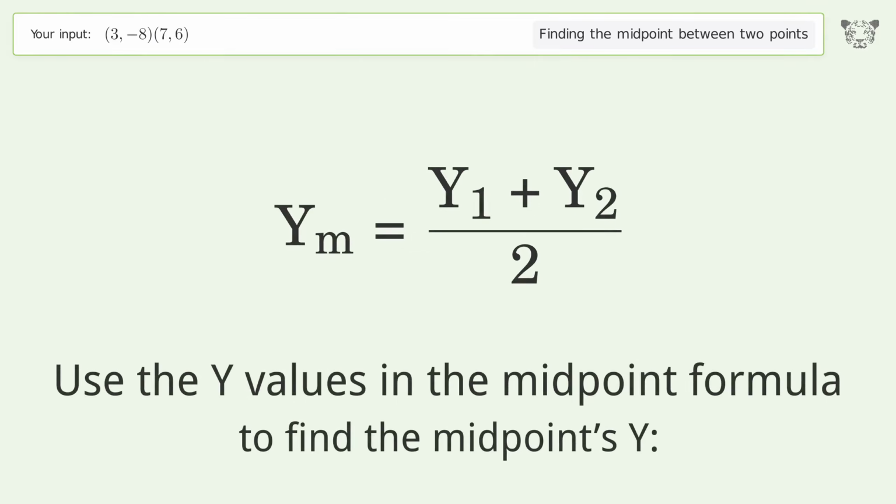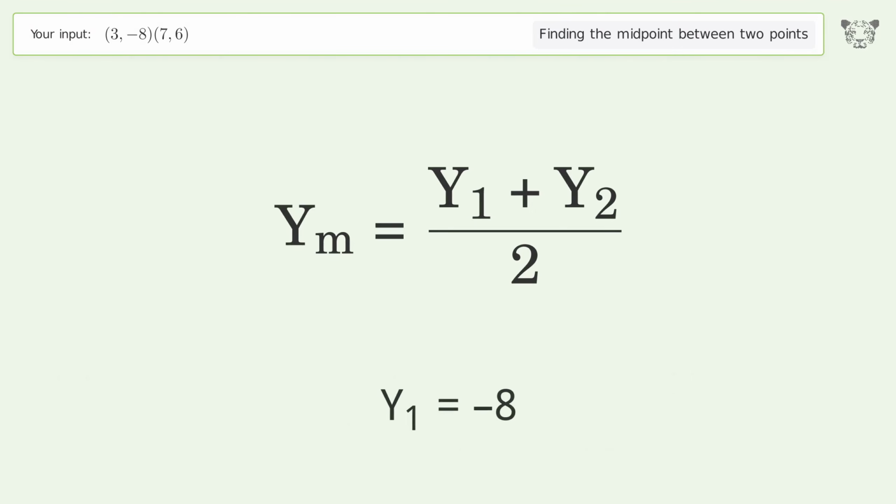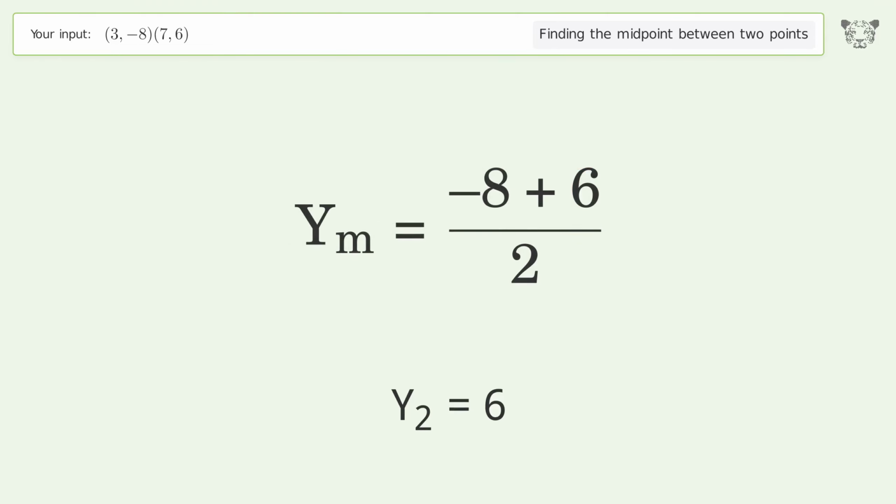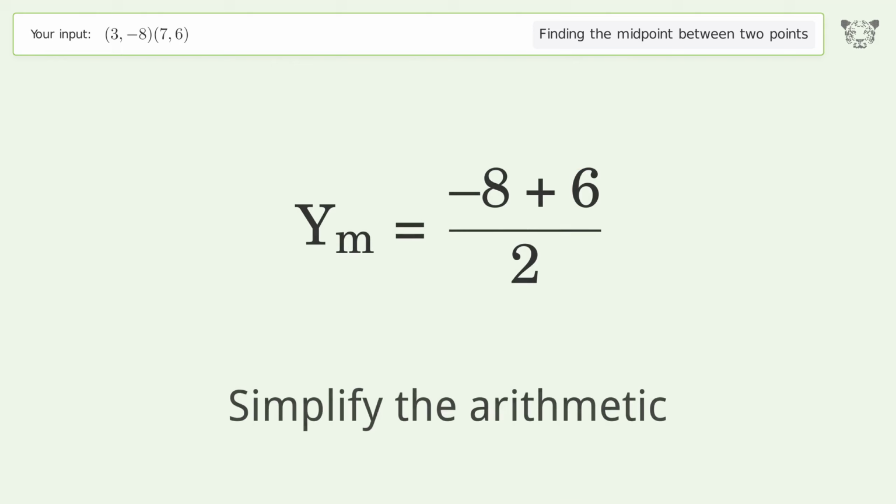Use the y values in the midpoint formula to find the midpoints y. y1 equals -8. y2 equals 6. Simplify the arithmetic.